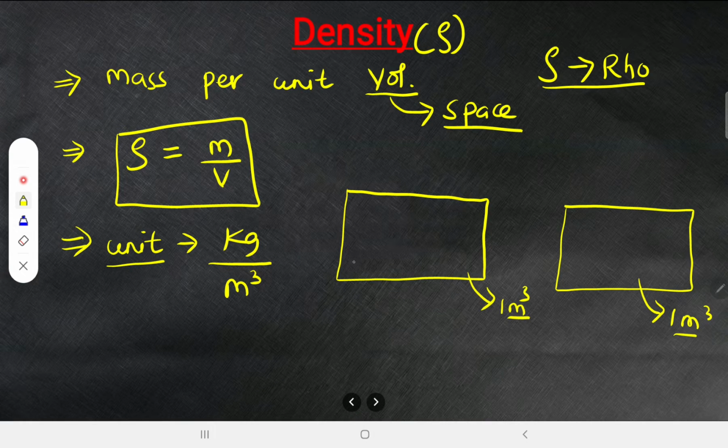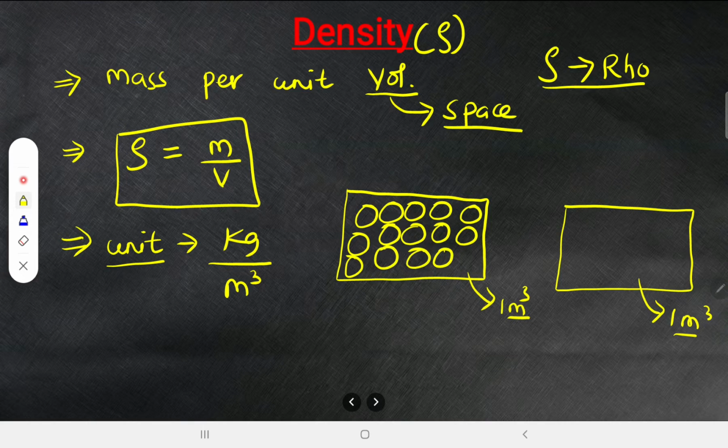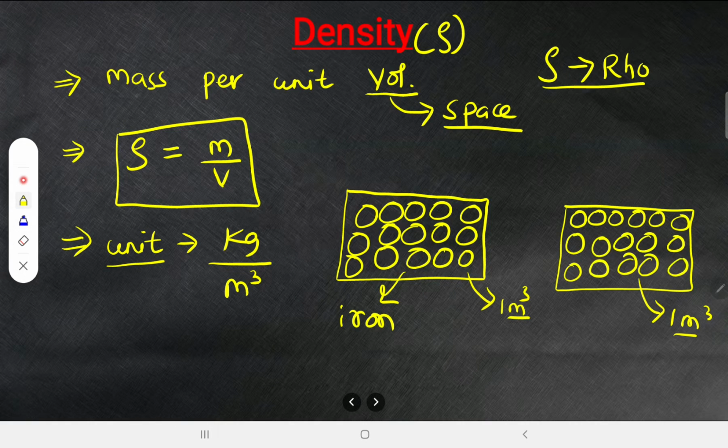Now in this, if you fill iron, you are filling iron fillings, objects made up of iron. All right, so this is iron. Now if you fill cotton here, what you are filling here? You are filling the cotton. Here is cotton, the same space.